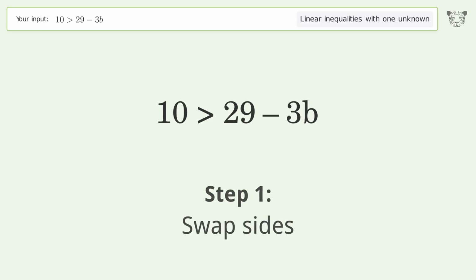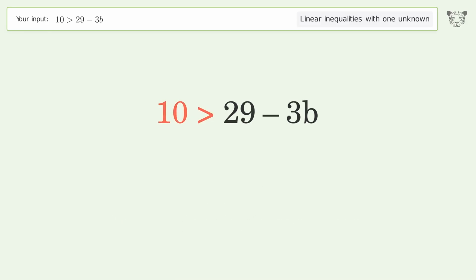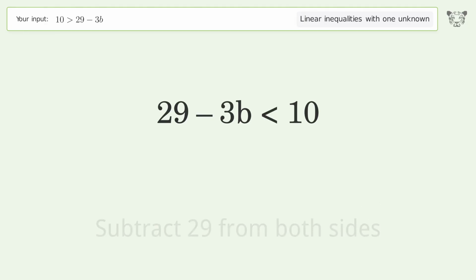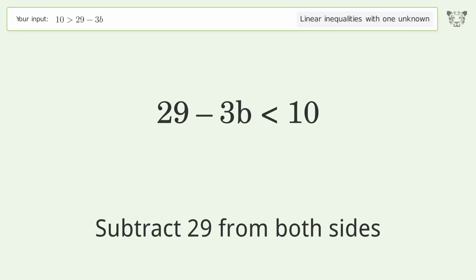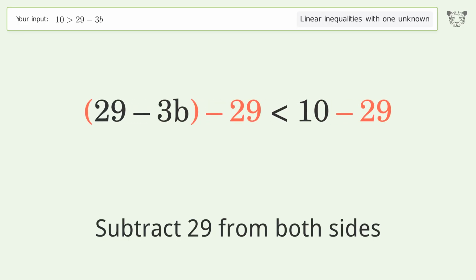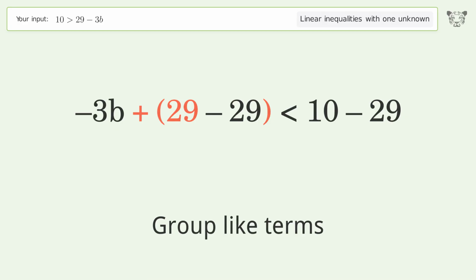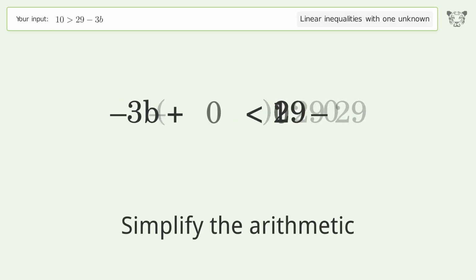Swap sides. Group all constants on the right side of the inequality. Subtract 29 from both sides. Group like terms. Simplify the arithmetic.